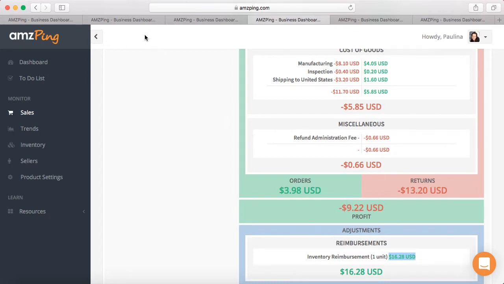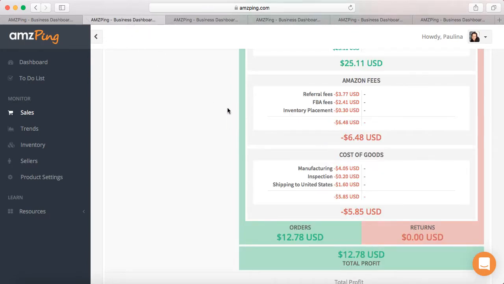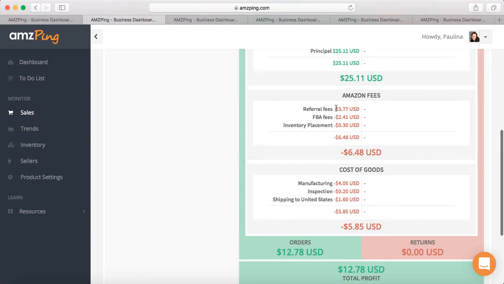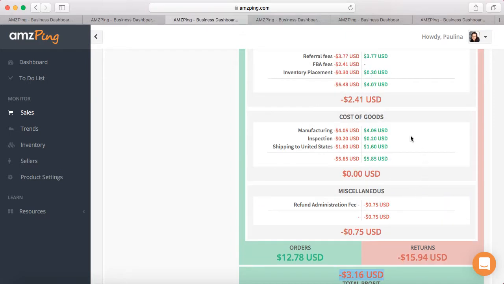So not to lose you again, let's start from the beginning. Here you sold one item, so you had some costs, like manufacturing, inspection, and shipping, right? Now the person returned the item, so your cost was not there. So you actually did not spend, right? You did not spend if he returned.